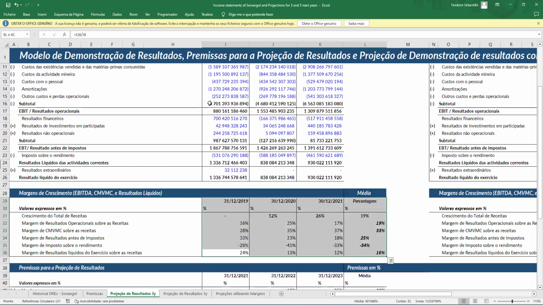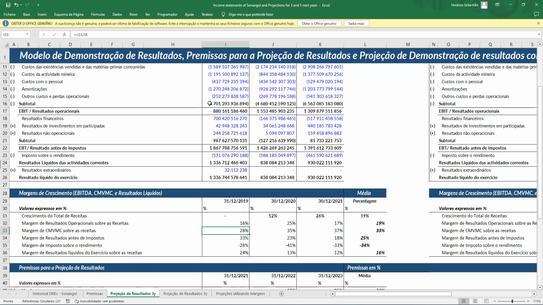This is the assumption that I made for the second method that I used to project their results, or do the forecasts. I projected the forecast with the margins because I thought it was the right thing to do, because of the unstable results of the company. With those numbers, we can see that they have a little bit stable results. It's not stable, but a little bit stable.